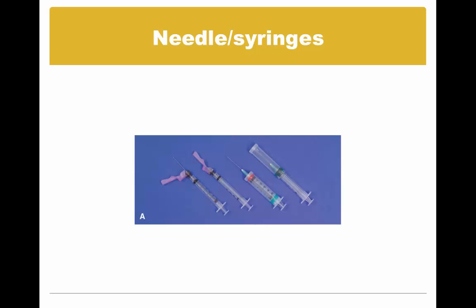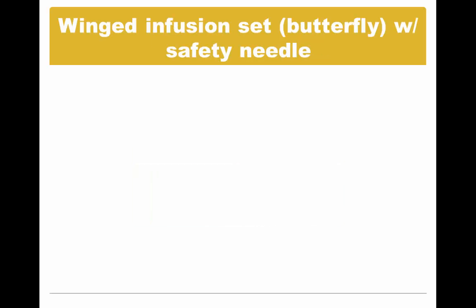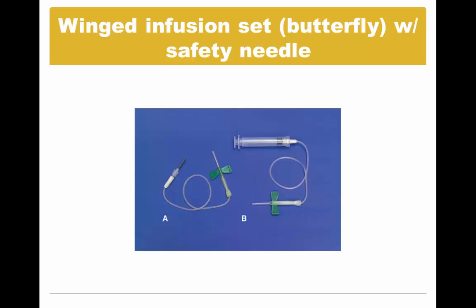Here are some examples of needles and syringes. You have a couple there with two different kinds of safeties. We talked about this last week too. You want to make sure you know how to activate the safety so that you can do it one-handed. Then we have the winged infusion set, or the butterfly with the safety needle. We had some of those out. I don't think I showed you how to hook those up to the syringe, but we'll do that in lab next week.